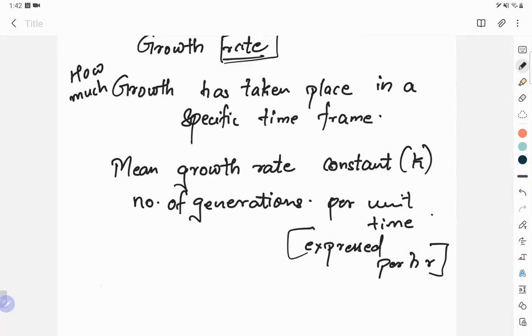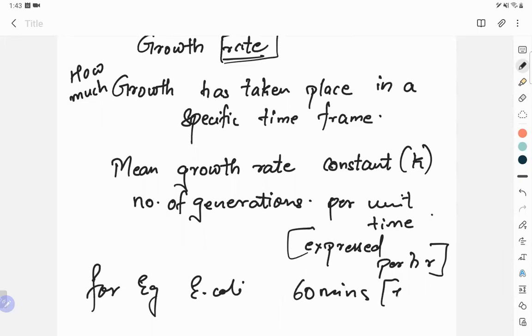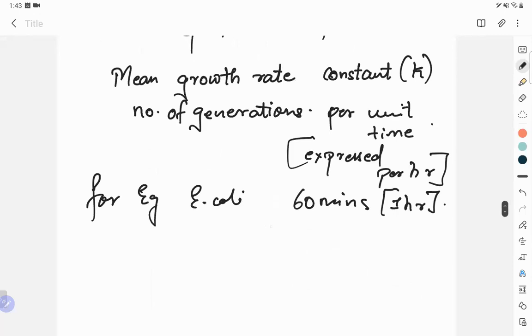Now, for example, if you talk about E. coli, you know that E. coli multiplies every 20 minutes. This is a known concept for us. So we know that in 60 minutes, which is 1 hour, how many generations would have been formed? Can you tell me? If in 20 minutes you form 1 generation, in 60 minutes how many generations would you have formed? 3. Good. So it would be 3 generations per hour.